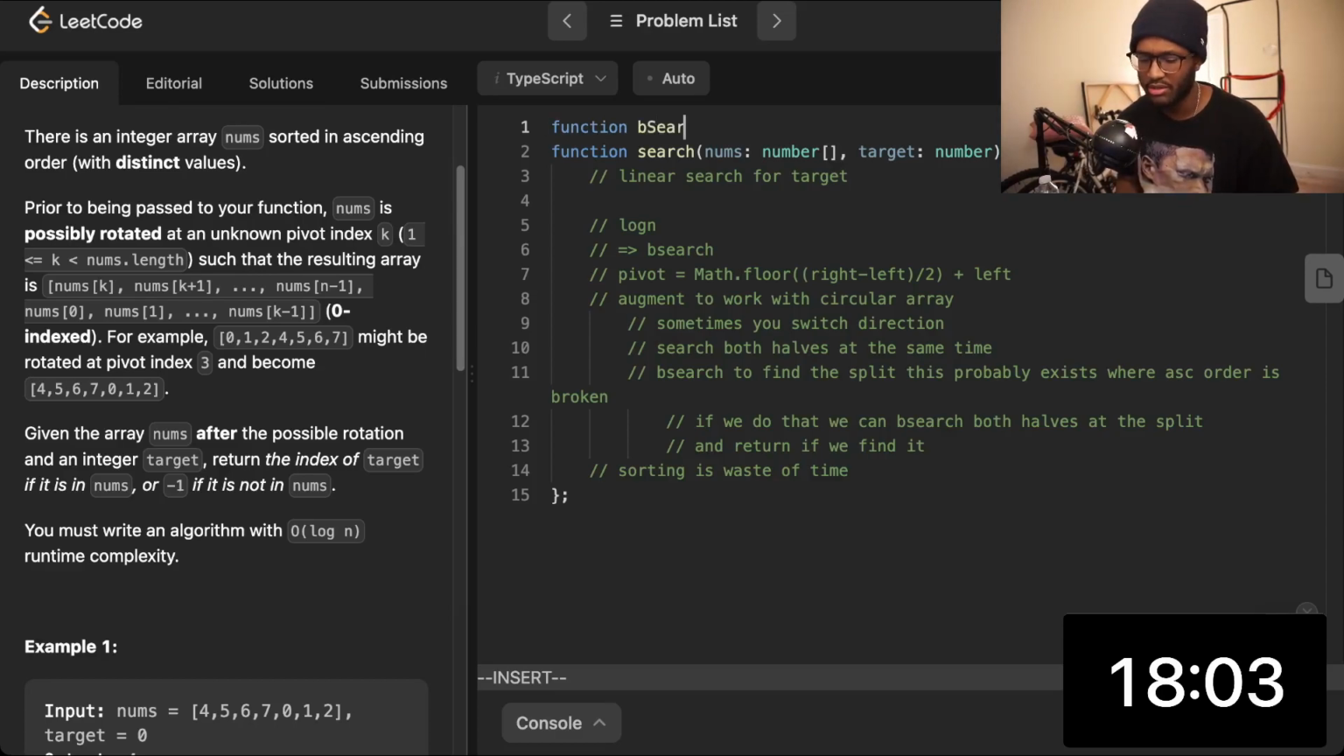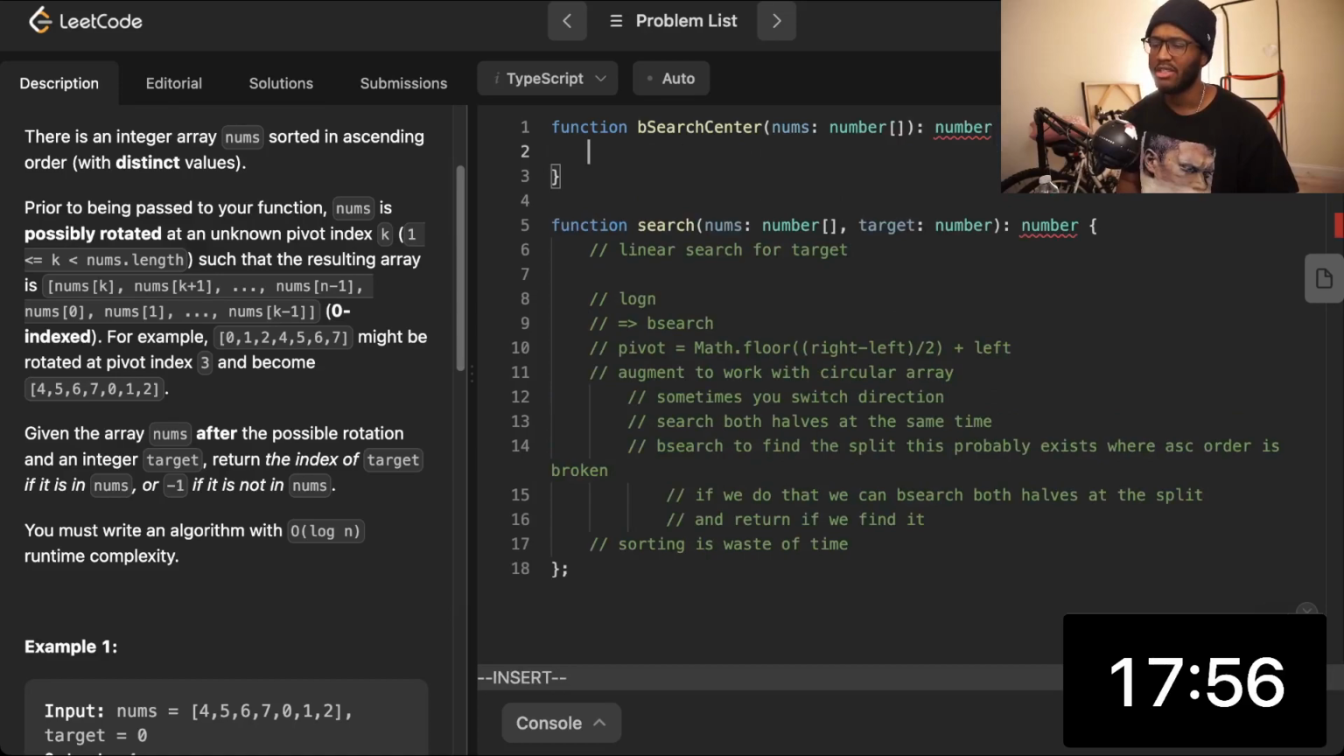We have function bsearch center. Pretty much the intuition behind this potential thing that we're working on is that we could use a binary search to figure out where the pivot is, or if there does exist. I wouldn't say a pivot, but where the broken center is, right? There's a point in the array where ascending order is broken. That is probably where the rotation began. If we can find that, we can split the array into two arrays sort of in ascending order, and then we can just do two binary searches on it.